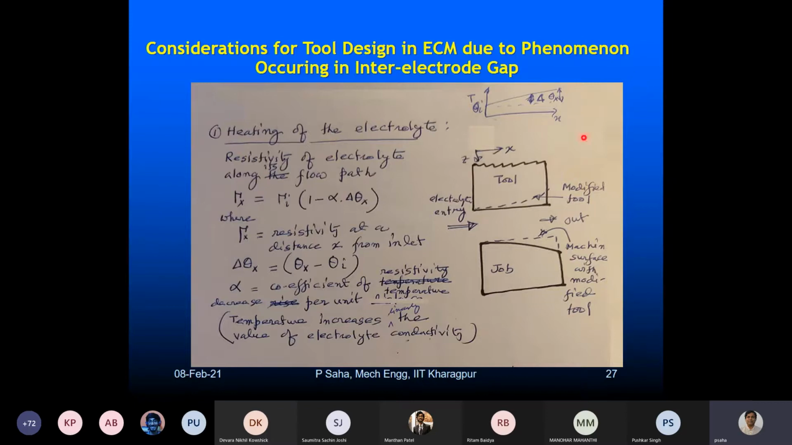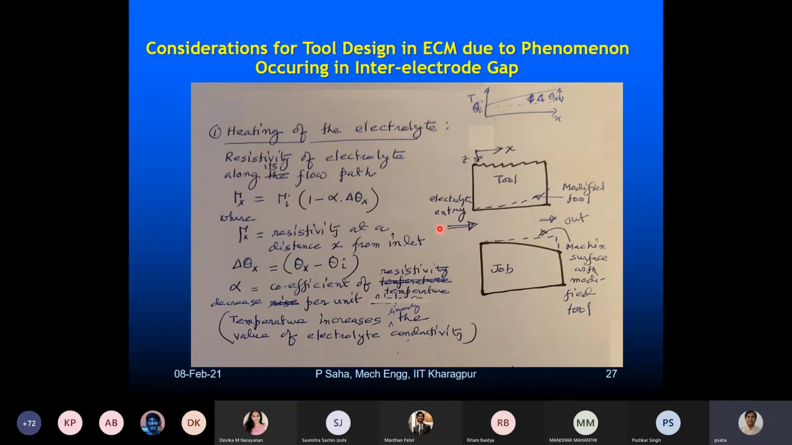Say, for example, if we take a very simple situation, this is my tool and this is my job. This is the tool, this is the job, this is the footprint, and this portion of the job will be machined with time. There is a vertical feeding of the tool, very slowly but in coordination with how quickly the job is getting machined, so that a constant inter-electrode gap is maintained in any case.